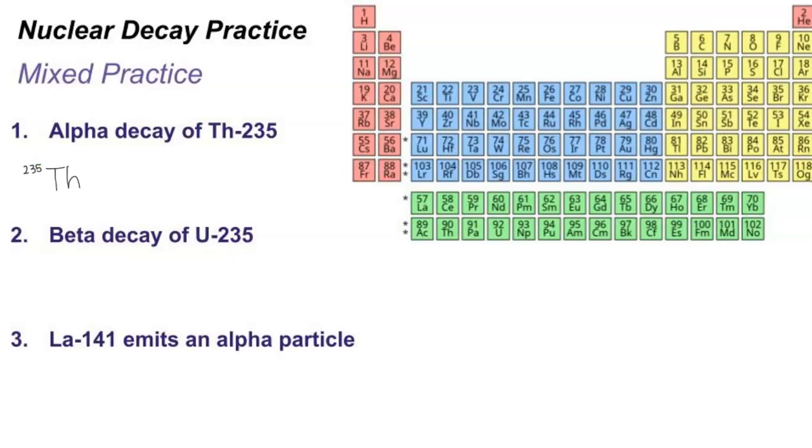On our periodic table, we can go and find that element Th, and it is in the f-block. Th is right here, and it has an atomic number of 90. So that's what goes on the bottom of my nuclide symbol.